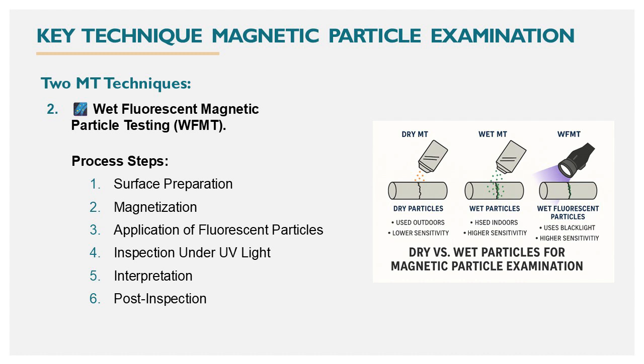Process steps when conducting wet fluorescent magnetic particle testing. Step number 1 is surface preparation. Clean and dry the surface thoroughly. Step number 2 is magnetization. Apply magnetic field using yoke, prods, or coils.